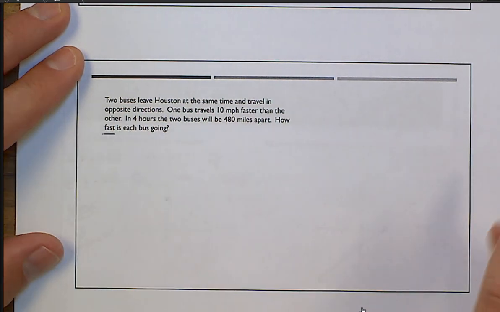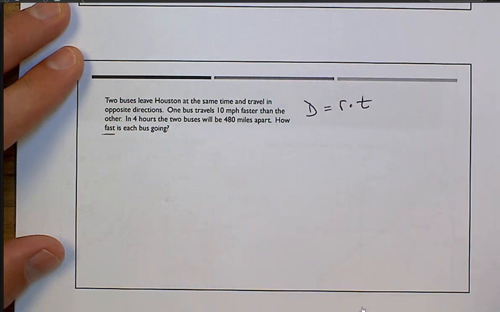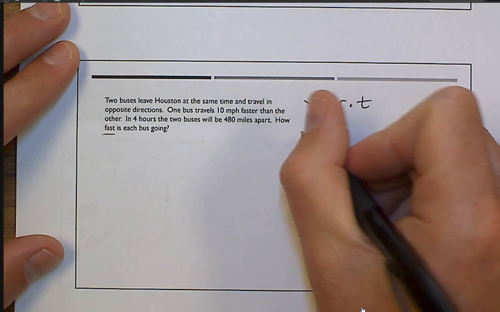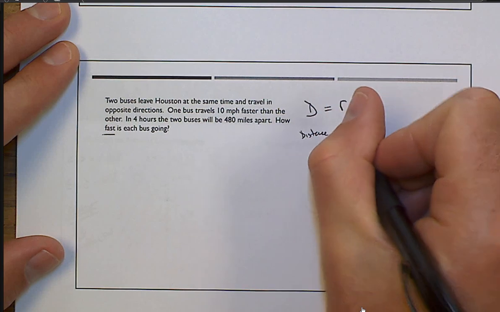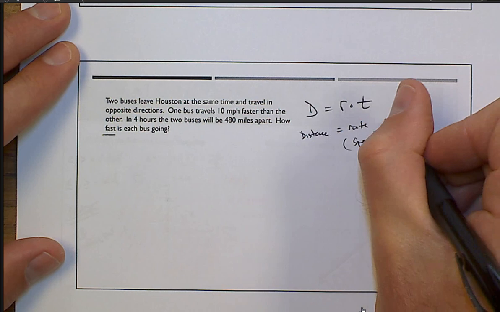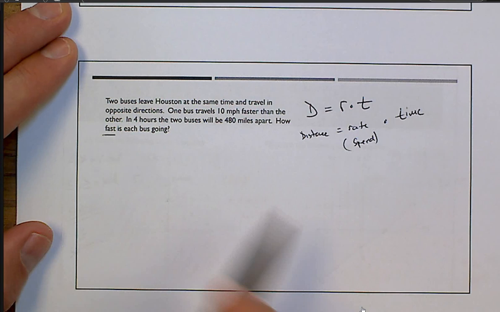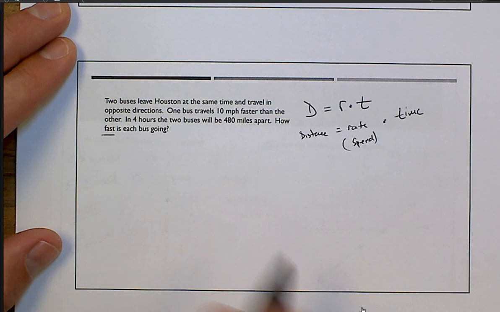So these are your d-r-t problems, right? You probably remember this in Algebra 1, distance equals rate times time. Distance equals rate, which is speed, by the way. Your rate is always speed times time. Okay? And so the key to these questions is to figure out how you're going to set it up.